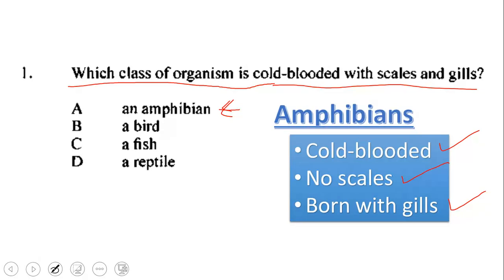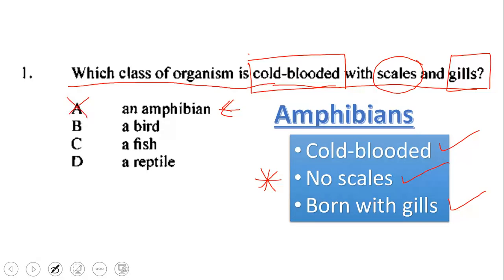But the answer that we're looking for is the class of organism that not only is cold-blooded and has gills, but also has scales. The issue with amphibians is that they do not have scales. Thus, the answer of A is incorrect.